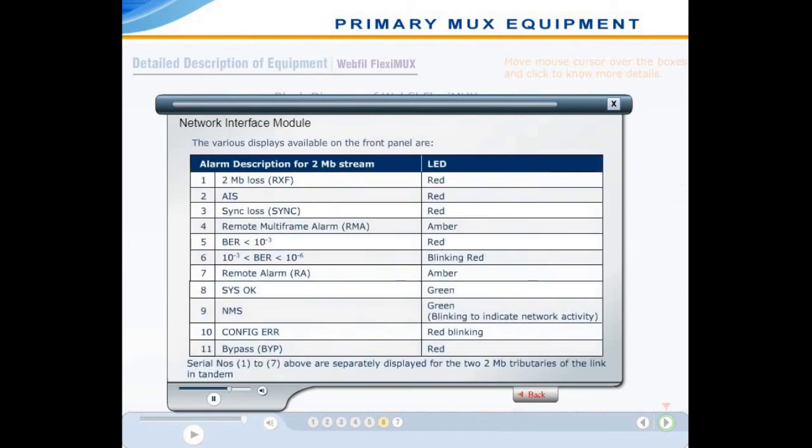Network interface module. The various displays available on the front panel are shown on the screen. Serial numbers 1 to 7 above are separately displayed. 2 MB tributaries of the link in tandem.